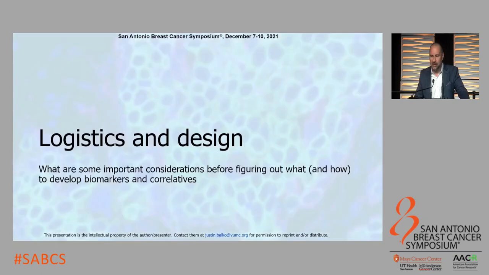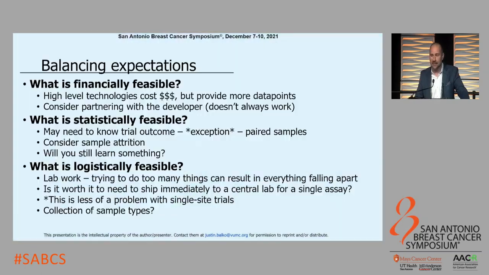So let's talk a little bit about logistics and design and some important considerations before we figure out exactly what we want to do as far as the biomarker or correlative plan. I think it's important to think about balancing expectations. As a postdoc or a research assistant professor, when I was just starting my lab in the early years, I would be conducting or participating in an early phase clinical trial in breast cancer patients along with my clinical colleagues, and had all these great designs about using these really high-level technologies to figure out what was going on in these samples, because it was always so difficult and so precious to be able to get these clinical samples from patients that were systematically treated on clinical trials.